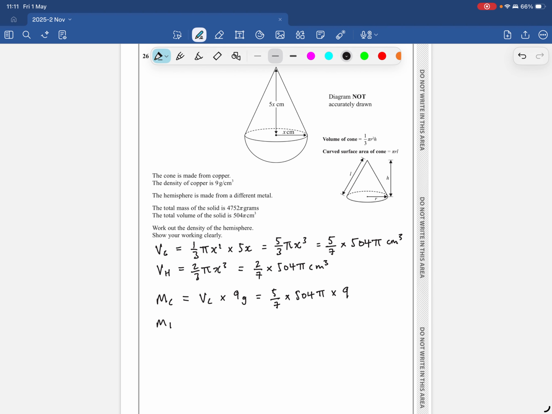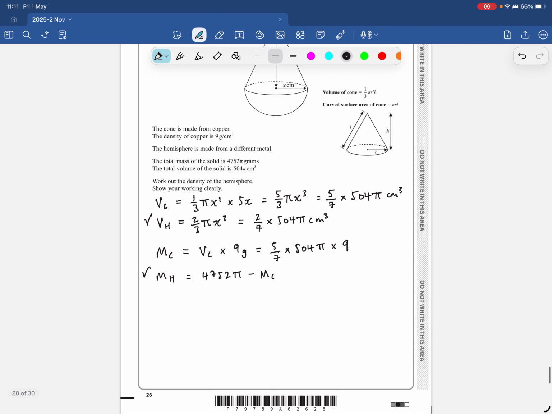And the mass, therefore, of the hemisphere is equal to the rest. So it's 4752 pi grams minus the mass of the cone, which we've written above there. Now, we've got the volume of the hemisphere and we've got the mass of the hemisphere. And I can just put those into an expression now and stick them in my calculator. And I'll get it right. Now, I can simplify it.